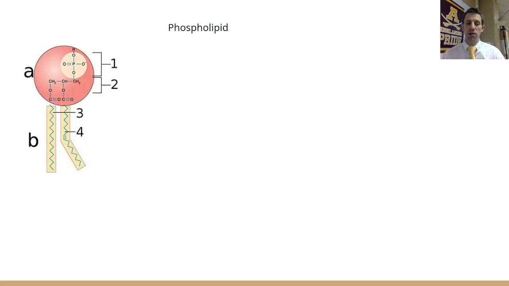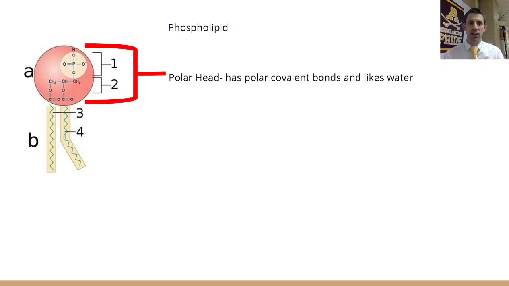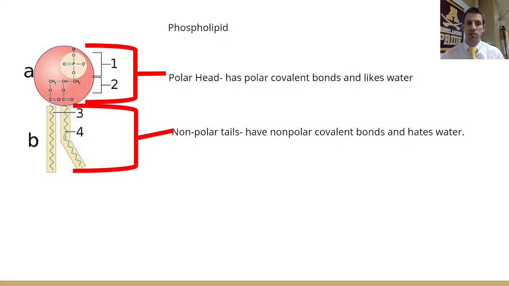It has two major parts that we can see. The first part I've bracketed here is a polar head. And I say polar because the bonds inside of this part of it are polar covalent bonds. And if we remember, polar covalent bonds are the types of bonds that you find inside of water. So this portion of the phospholipid likes water. The lower portion here, which actually has two fatty acid chains, one saturated fat and one unsaturated fat, is nonpolar because it has nonpolar bonds. So this portion of the phospholipid would actually dislike water.